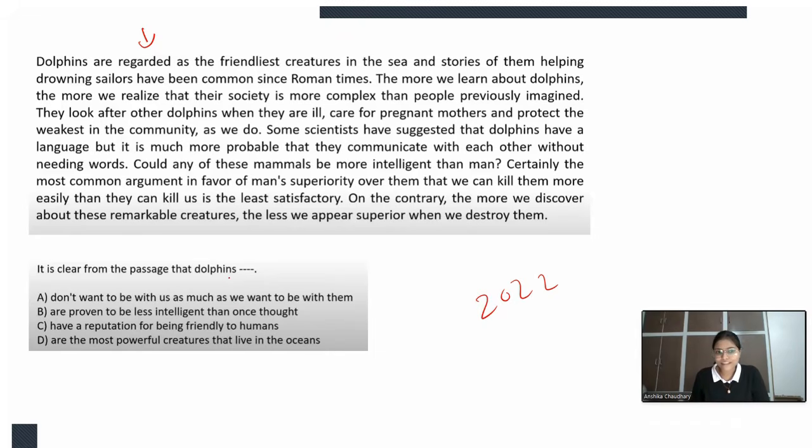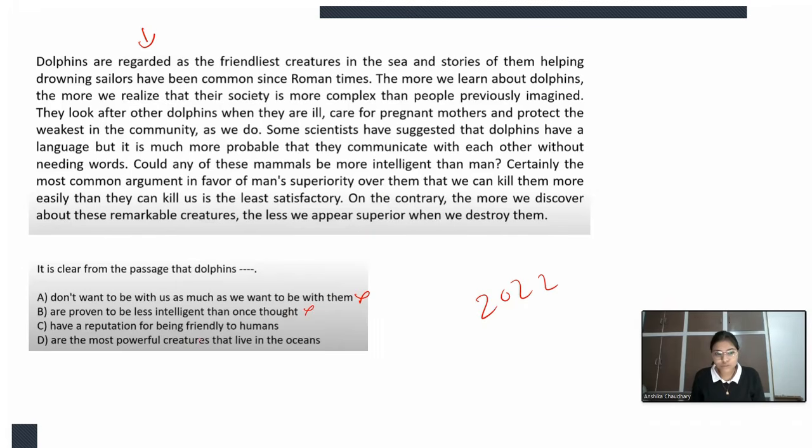It is clear from the passage that dolphins don't want to be with us as much as we want to be with them. See, we haven't discussed anything about what we want and what dolphins want in that paragraph. So it is not relatable, right? The next is, are proven to be less intelligent than once thought. No, dolphins are more intelligent. In the paragraph, it is clearly written that dolphins are very intelligent. So it is the opposite according to the passage.